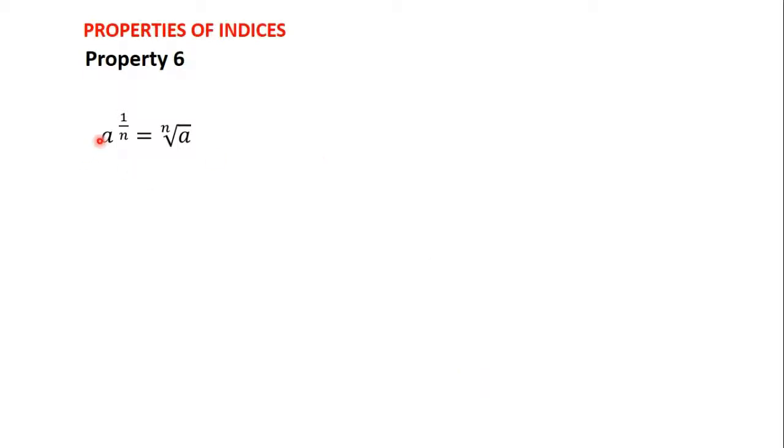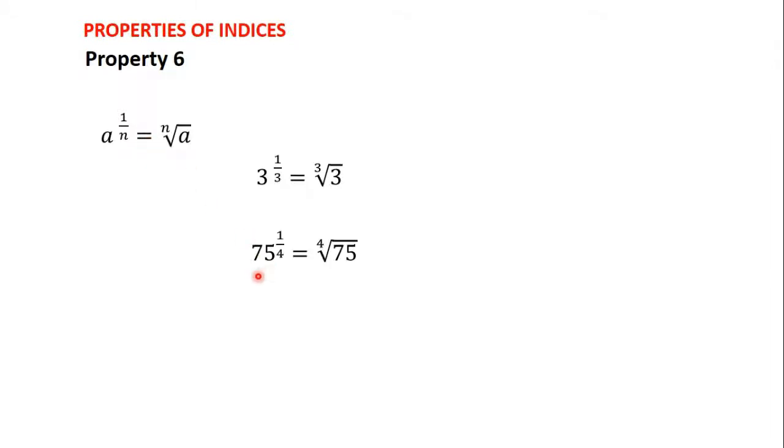It says that if you have a exponent 1 over n, it is equal to the nth root of a. For example, if you have 3 exponent 1 over 3, it is equal to the 3rd root of 3. And this is how you write the 3rd root of 3. You write 3 as a small number here, then you write the root sign and you write the number here, which is 3, under it. So the 3rd root of 3, this is how you write it. So if you have a exponent 1 over n, it is equal to the nth root of a.